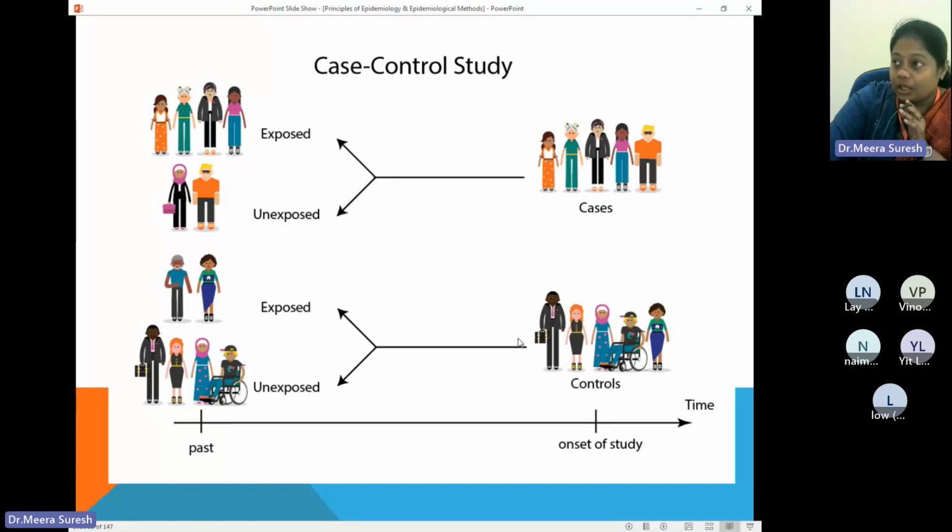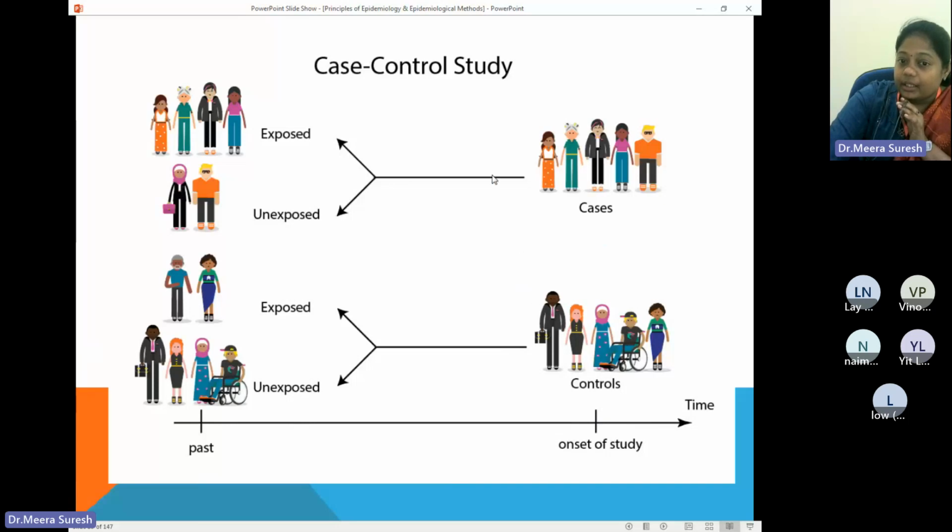And then you take the controls. From them also, you take the data and ask them how many were exposed to smoking and how many were not exposed to smoking. So why we call it a retrospective study is, here you are starting, as a researcher, at the onset. The study is starting over here and you're actually going backward.